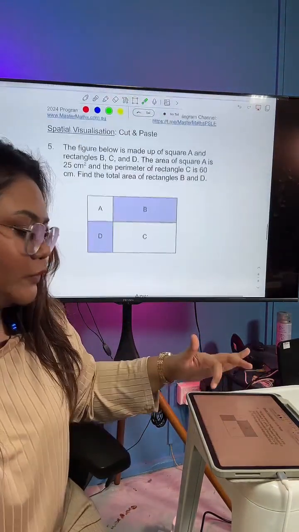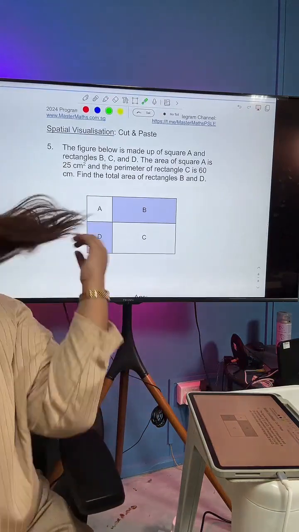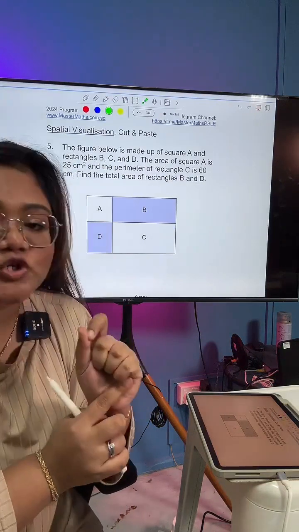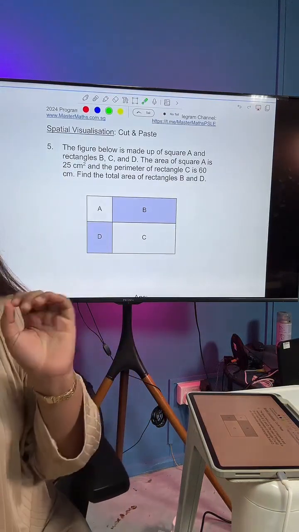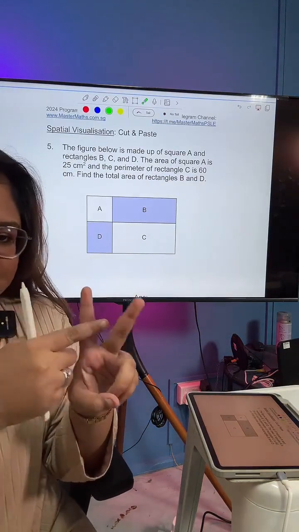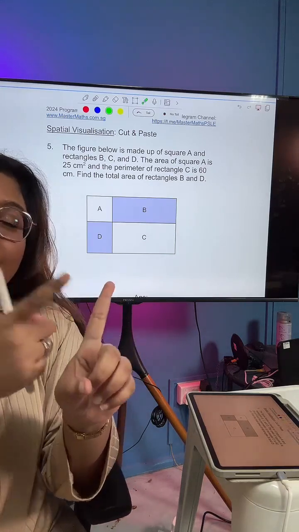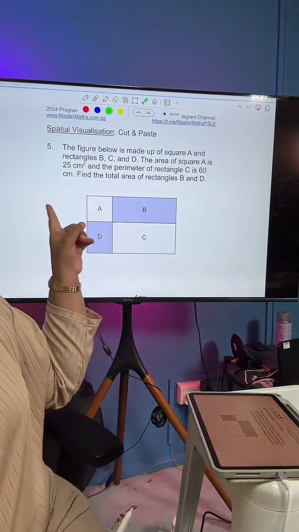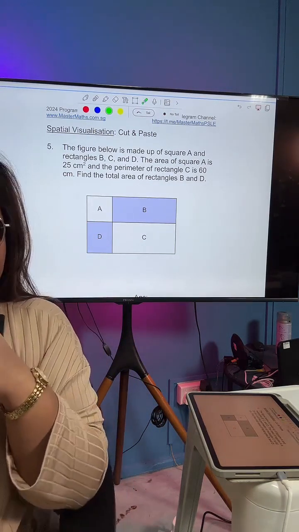All right, let's move on to question 5. Question 5 is the third technique on spatial visualization. This technique is called cut and paste. So the previous two techniques were comparing lengths and comparing area. This third technique is cut and paste, okay?